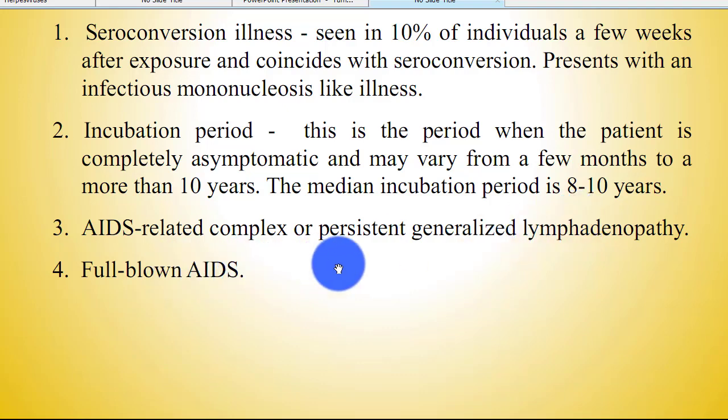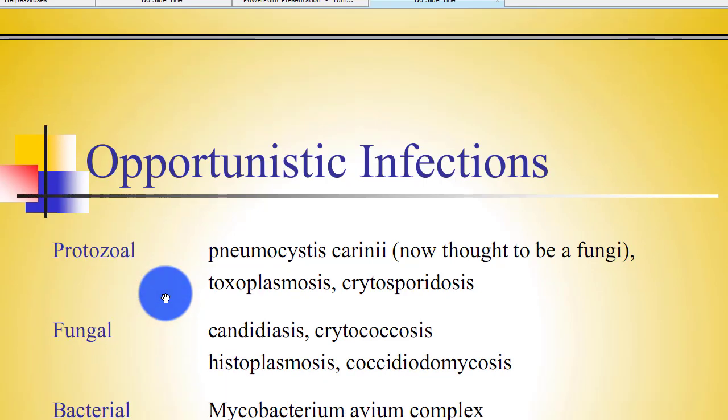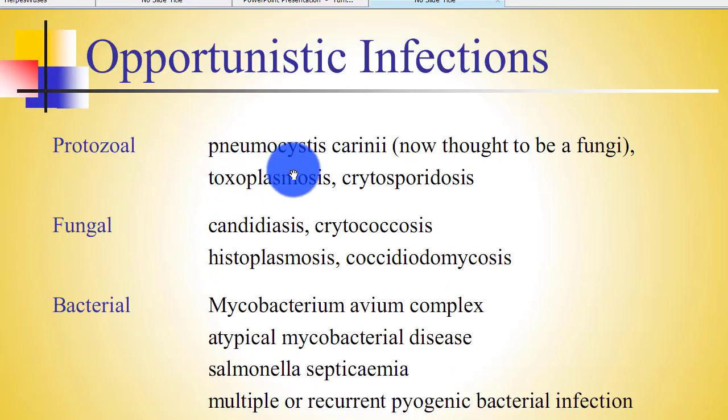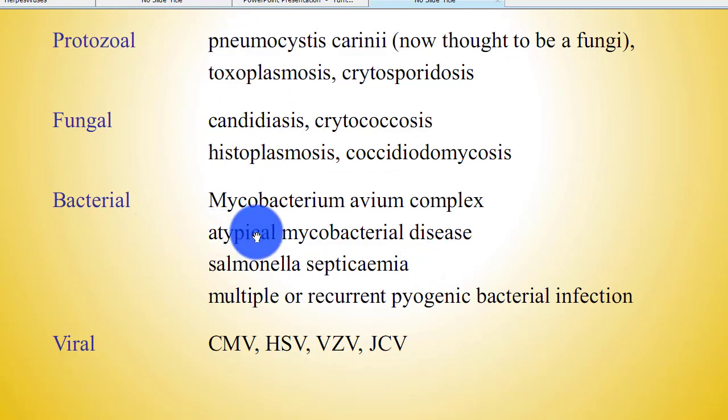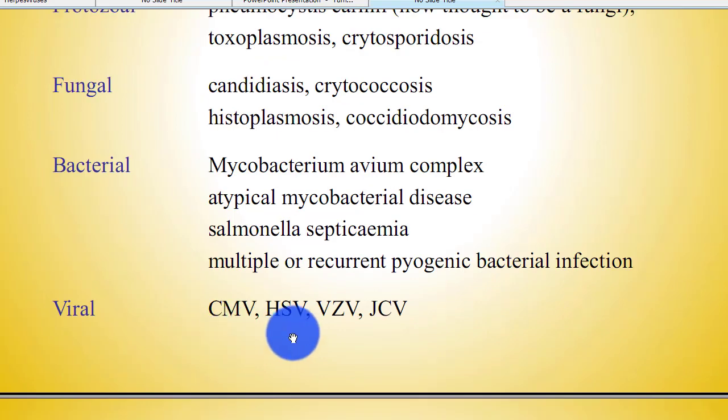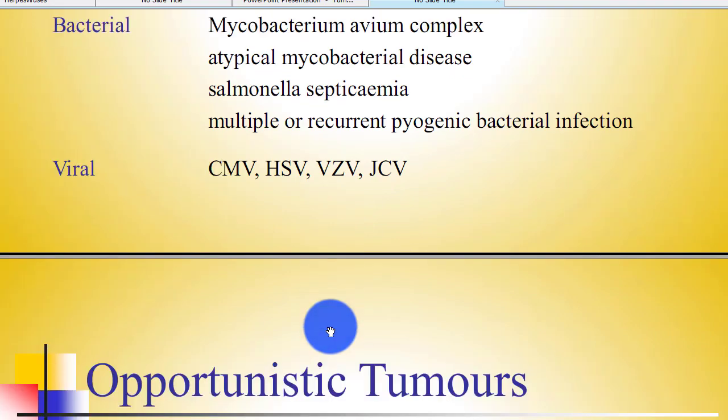AIDS-related complex, or persistent generalized lymphadenopathy, is followed by opportunistic infections. Protozoal: Pneumocystis carinii, now thought to be a fungus, toxoplasmosis, cryptosporidiosis. Fungal: candidiasis, cryptococcosis, histoplasmosis, coccidioidomycosis. Bacterial: Mycobacterium avium complex, atypical mycobacterial disease, Salmonella septicemia, multiple or recurrent pathogenic bacterial infection. Viral: cytomegalovirus, HSV, varicella zoster.